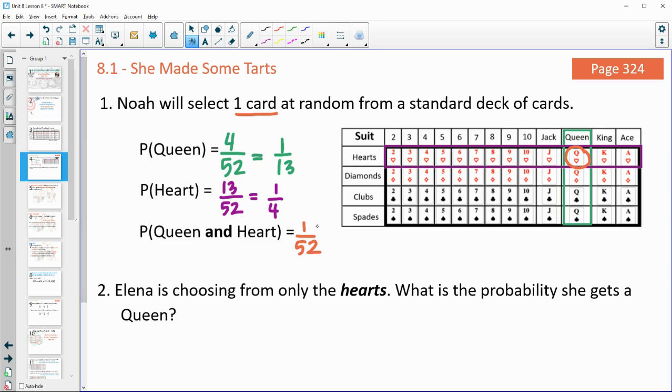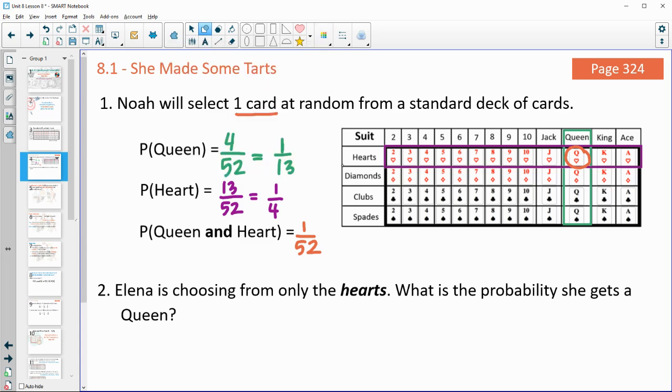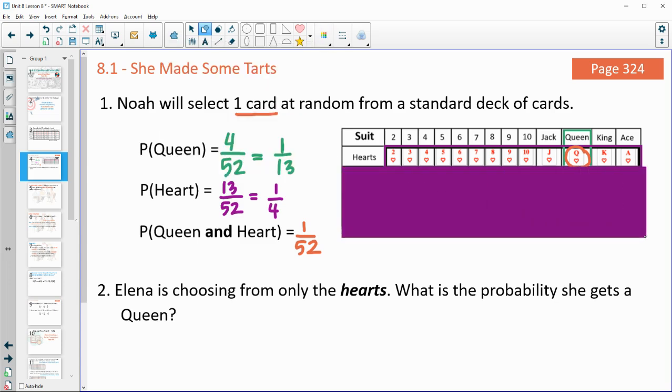When Elena is choosing from only hearts, what's the probability that she gets a queen? So now she's not choosing from any of the other cards. We're knowing that she only has the hearts. So I think in this one in your book, it says that she picked out all the hearts and then she shuffled up just the hearts. Now what's the chance that she picks a queen knowing that she's only got 13 cards in her hands? So there's 1 queen out of those 13 cards.